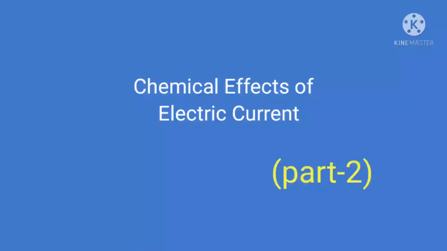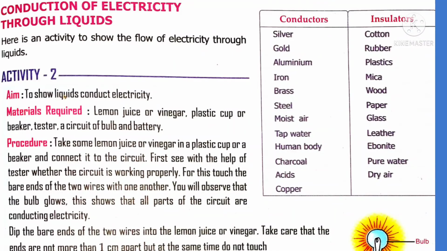We will start our chapter Chemical Effect of Electric Current, Part 2, on pages 185 and 186. In the previous session, we discussed conductors and insulators. All the metals are good conductors of electricity, for example an iron nail, iron rod, and aluminum rod, through which electricity can flow. Whereas insulators like glass, wood, and rubber don't allow electricity to flow through them. These are examples of solid substances.